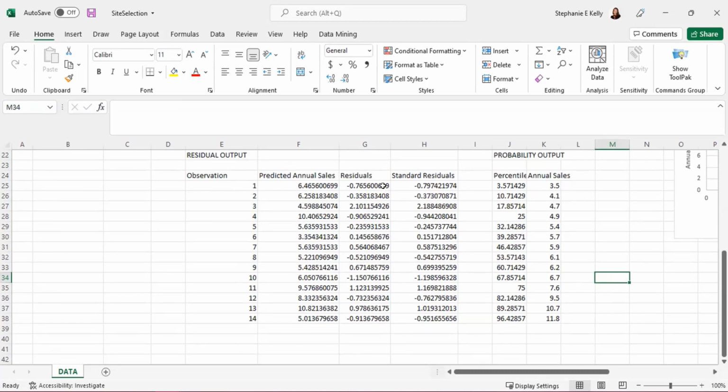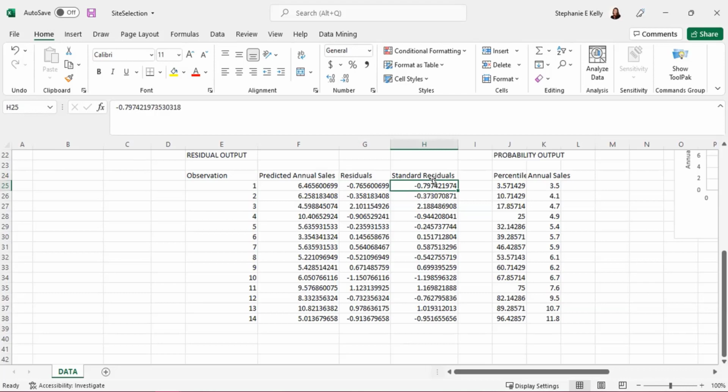Here in the residual output, we have our residuals, which is how far each data point fell from where it was supposed to fall in our dependent variable. And then we have the standardized residual. Standardized residuals are calculated by taking the residual score, subtracting the mean of the residuals, and then dividing by the standard deviation of the residuals. This essentially turns your residual errors into z-scores.